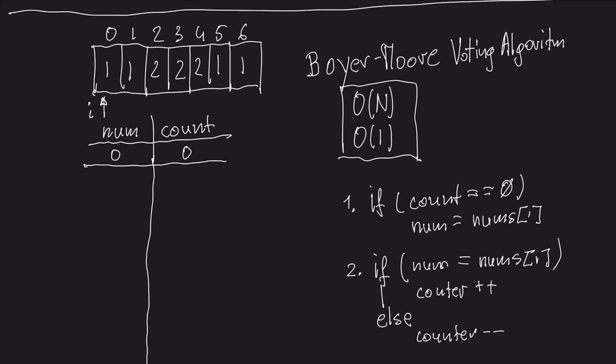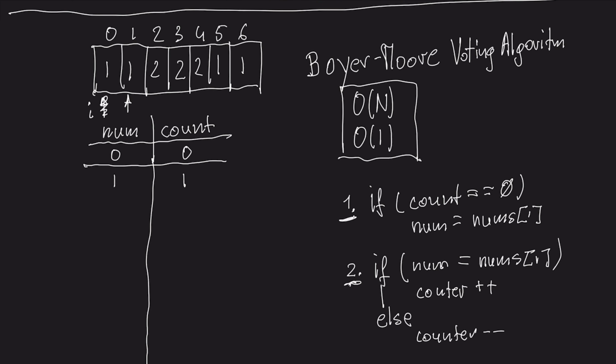So we start from the first element. The element is 1, and we do the first check. Is the count 0? Yes, it is. So we are going to change our num. So num will become the current element, which is 1. And then we do step 2, and we check, is num equal to the current element? Yes, it is, because we just changed it. So we will increment the counter, and then we will move to the next element.